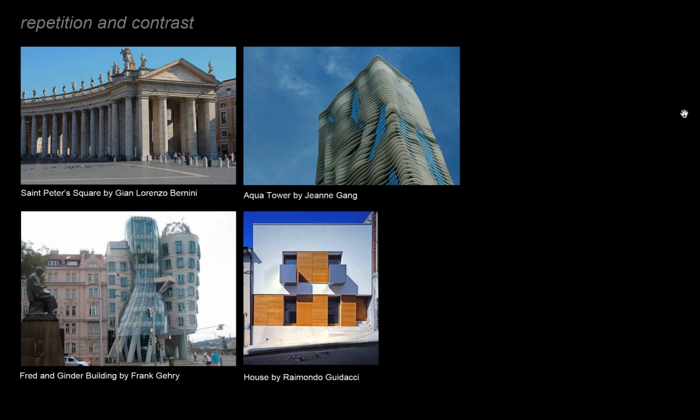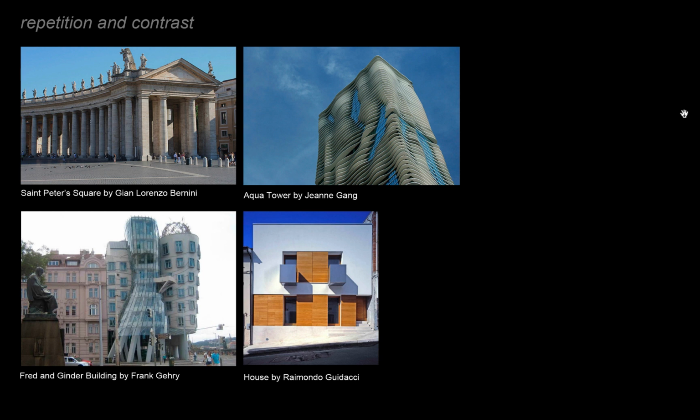Repetition and contrast. Again, I'm showing you examples that are from a long time ago, but also very recent examples, like the Aqua Tower by Jeanne Gang. I think it was constructed 4 years ago, and it actually got the Best Skyscraper Award that year. It's in Chicago. But here you can see the repetition of the floor planes, but you also have contrast with the way that she allows the glass to come to the forefront, or those horizontal floor plates to come to the forefront.